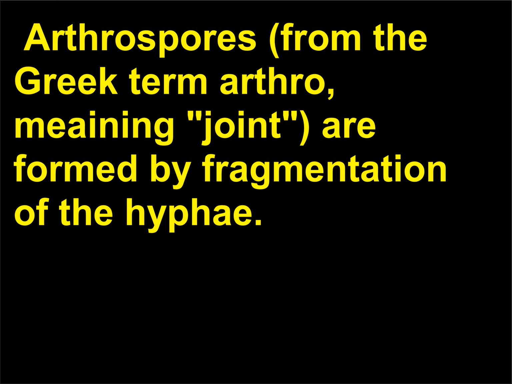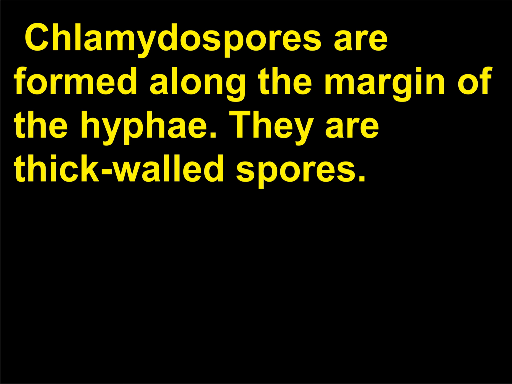Arthrospores, from the Greek term arthro, meaning joint, are formed by fragmentation of the hyphae. Chlamydospores are formed along the margin of the hyphae. They are thick-walled spores.